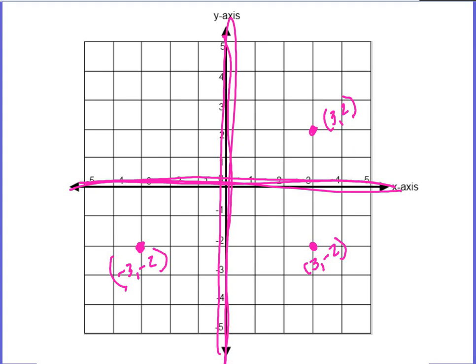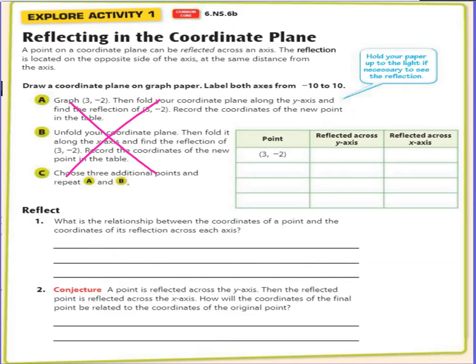Right, so let's go ahead and use that information and fill it into our table here. Notice that when I reflected it across the y-axis, it didn't move up and down at all, so my -2 stayed the same, but the 3 did become a -3. And when I reflected across the x-axis, my x didn't change at all because it didn't move left or right, but the y did move up to a +2.